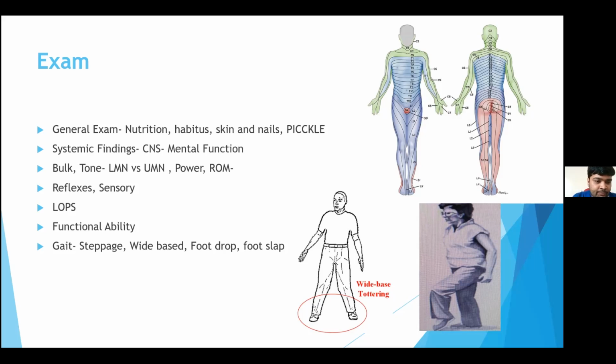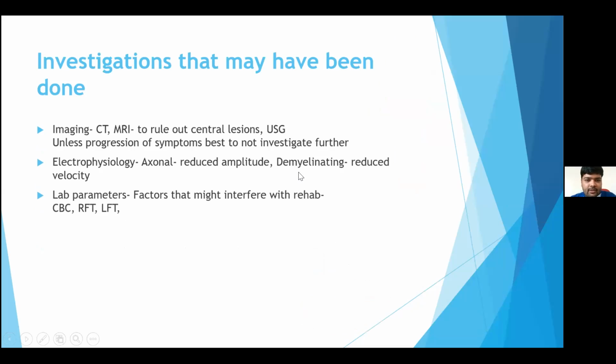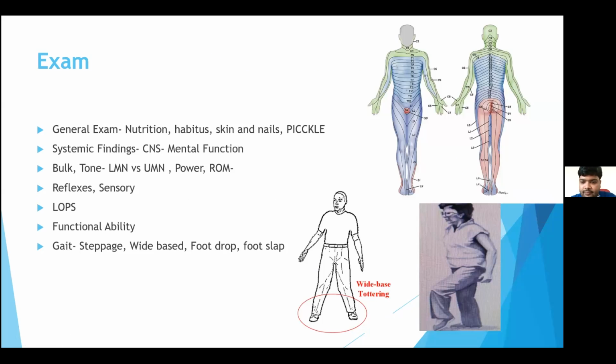Just a quick question. Can somebody tell me how you will differentiate LMN versus UMN lesions? Anybody? You can put it in the chat box as well. Any comments? All right. So we have some answers in our chat box, like deep tendon reflex, mass, flaccid or spastic.